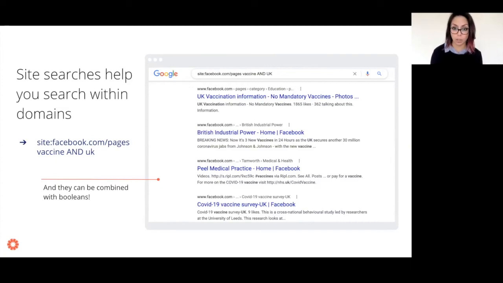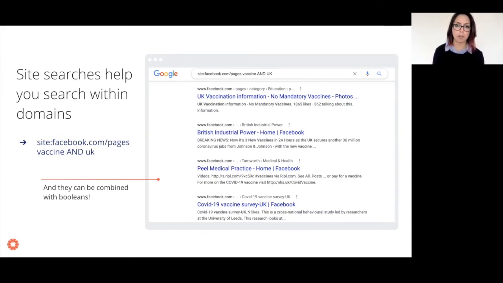And you can then combine them with a Boolean query. So now this search is asking Google, search just within this URL that is the specific one for Facebook pages, but look for the word vaccine and the word UK in it. And immediately you find pages on Facebook that have these words in the title or in the description, and it makes your search better and easier, for example, than doing it on Facebook's own search.